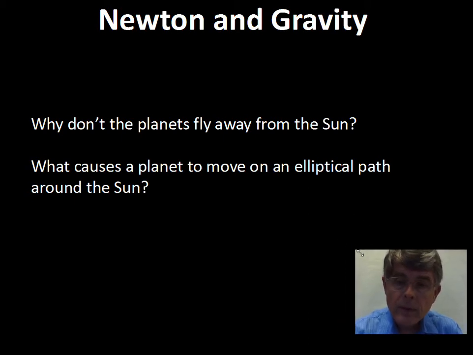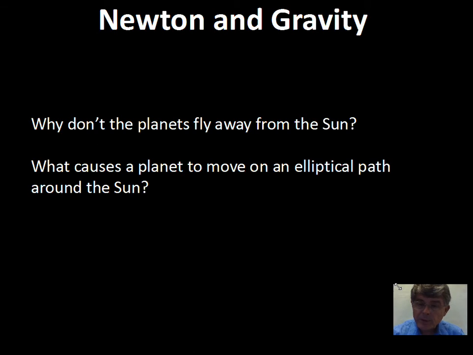Well, Kepler has provided us a description of how the planets move. Newton provides us a reason that the planets move. Have you ever thought about why the Earth stays in orbit around the Sun? It's moving fairly fast. It's a large object. Why doesn't it just fly off into the space between the stars? Why is the path an ellipse?